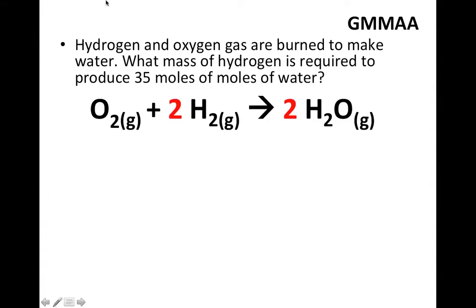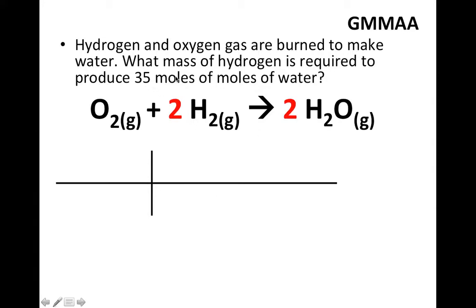So when we write our equation, oxygen and hydrogen are both diatomic from Hofbrinkel. So when they react together to make water, it's going to look like this, right? When you balance, you get 1, 2, 2. So here's your train track. Let's go.